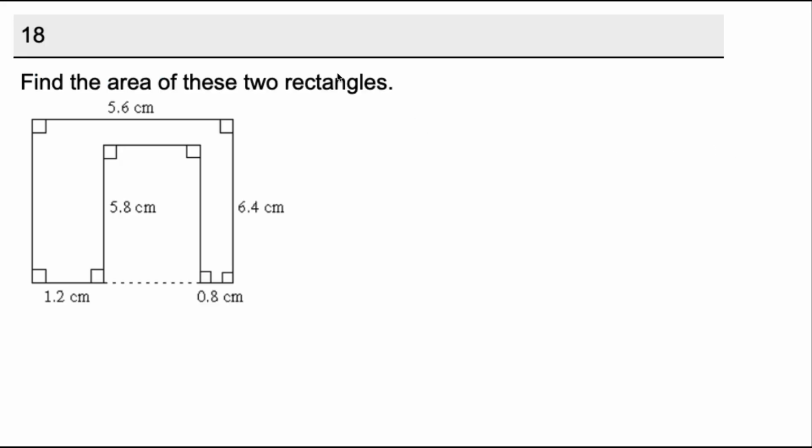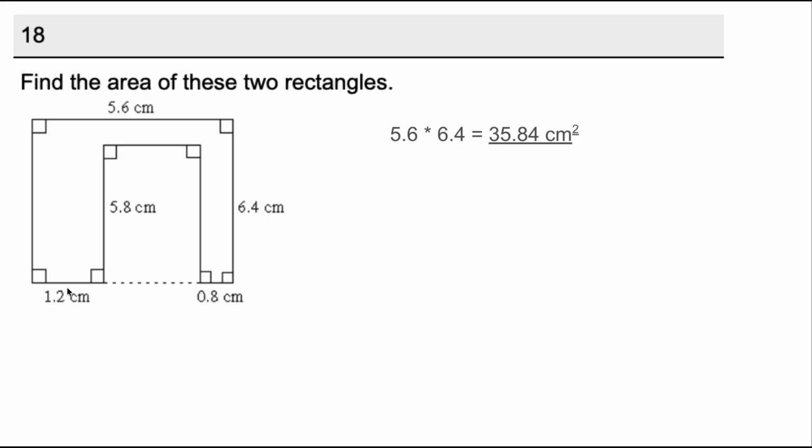17. Find the area of these 2 rectangles. So first I'm going to start with my larger outside rectangle because I already have the 2 measurements and it's just quite easy. 5.6 times 6.4 is 35.84 centimeters squared.